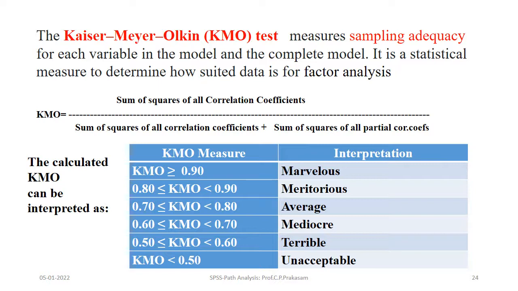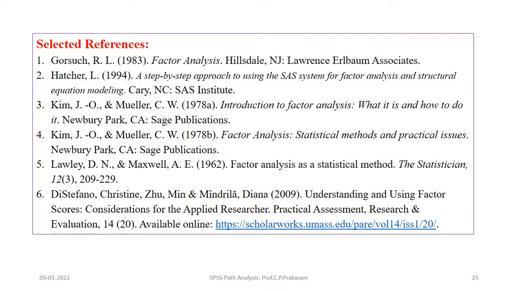Generally, researchers will decide accordingly, and here 0.6 has been taken as adequate, and more than 0.6 is suitable for carrying out the factor analysis. If KMO is less than 0.5, that means the sample is inadequate, and further calculation of factor analysis is not suitable. Then a list of selected references is given here.